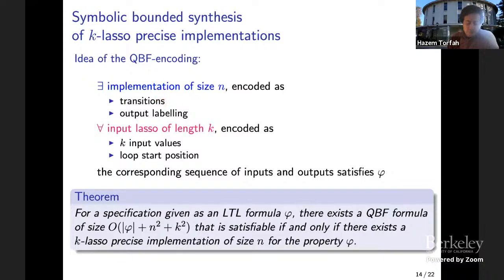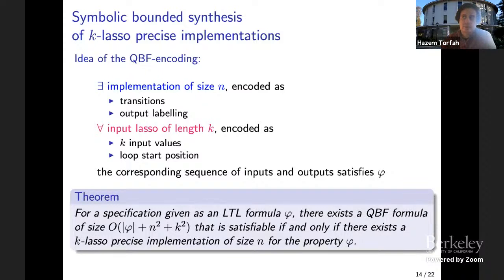For the implementation, we encode the transition relations and the output labeling. Here we define lassos of length k as done in the bounded model checking encoding, and then we also need to define the several loop start positions of these lassos. Then we need another formula that does this matching. It matches the outputs that correspond to a certain input lasso in the current implementation under consideration. The size of such an encoding is linear in the formula, and quadratic in both the size of the implementation and the bound on the lassos.